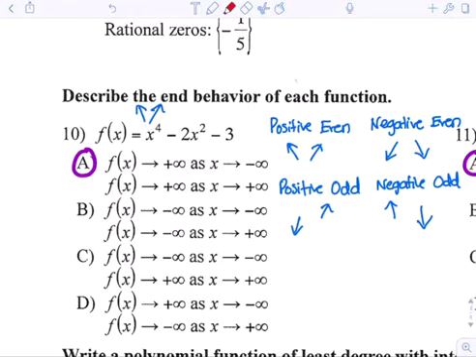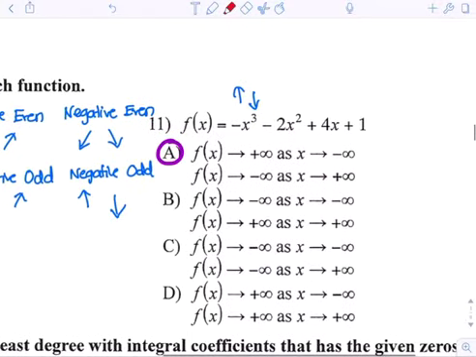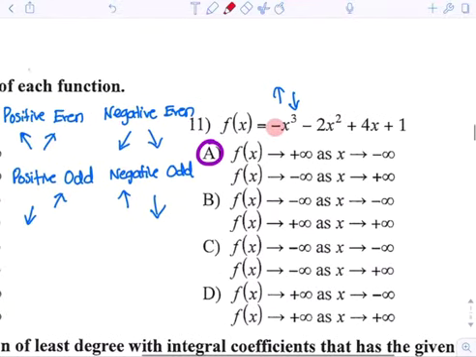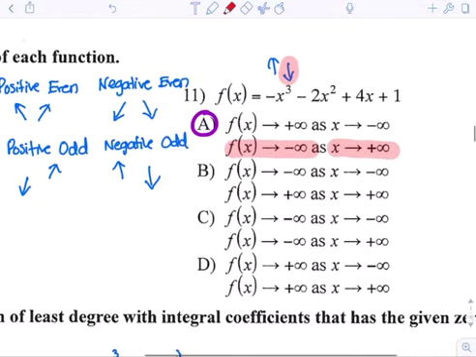You have to look at your end behaviors. Now let's take a look at this one. It's negative and it's odd. So negative odd means it has this type of end behavior. As x goes to infinity, f of x is decreasing, so it's going down towards negative infinity. These two are the only two options that have that.